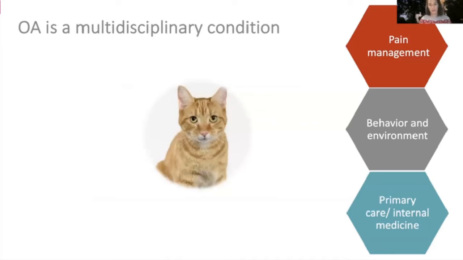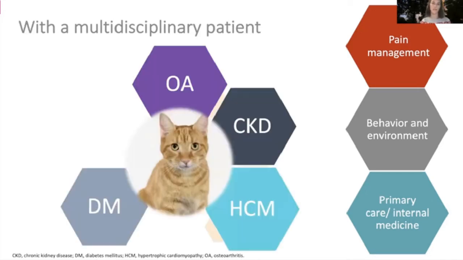And it's important for us to be able to evaluate them because osteoarthritis and degenerative joint disease are one of the things that we'll commonly see in older cats. It's a multidisciplinary condition. These are our multidisciplinary cats. We have to approach them from many different angles. So when we think just about OA, we have to think about their pain management. We have to think about how we manage their behavior, how we manage their environment to make things more comfortable for them. And then we have to think about all their other needs, their needs for coming in, for seeing us, for primary care, for internal medicine.